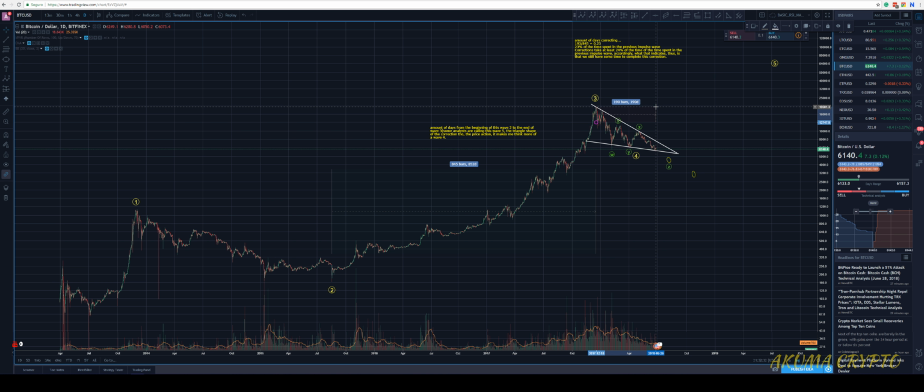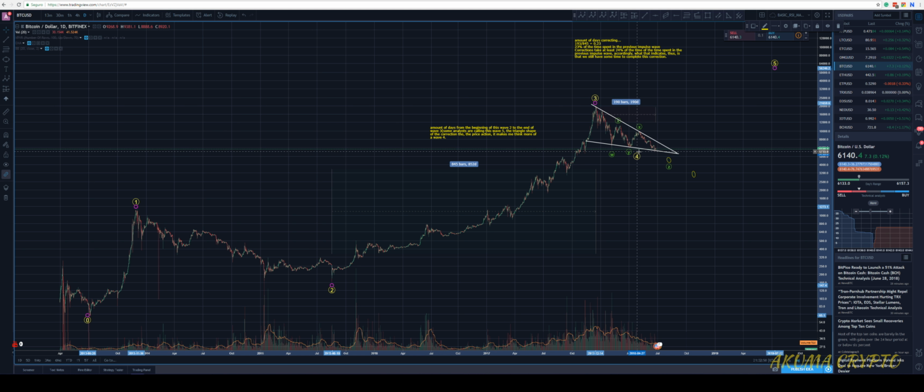So here we are. We count here A, B, C, X, failed impulse wave, A, B, C, A, B, C. Here we have an X. It's not the best X, but it is discussable. We might consider different counts, but for me, considering what we have here now, it's pretty much a triple combo, and now we are finishing wave Z.